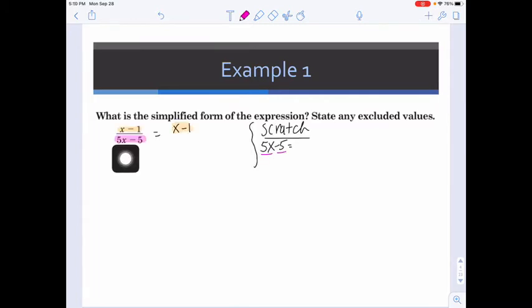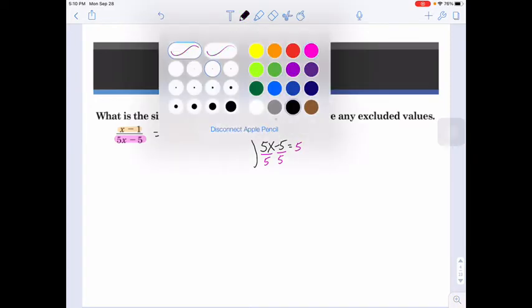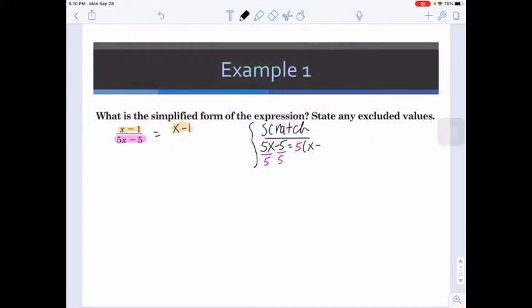The denominator is 5x minus 5. Notice both 5x and 5 have a 5 in them, so we can take a 5 out. So we can factor the 5 out, and that leaves us with x minus 1 on the inside. So our denominator can become 5 times x minus 1. Now we want to check to see if there's anything the top and the bottom have in common. So any factors that are in common.